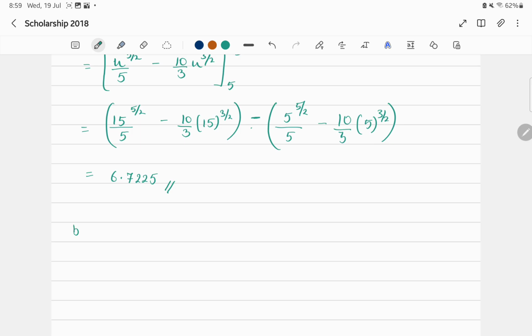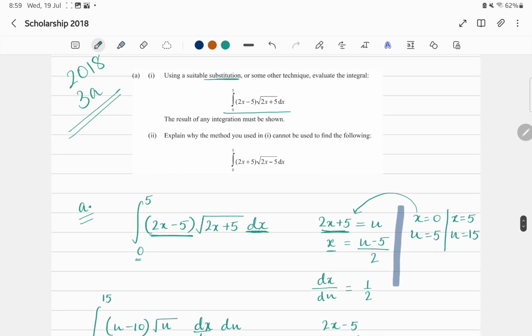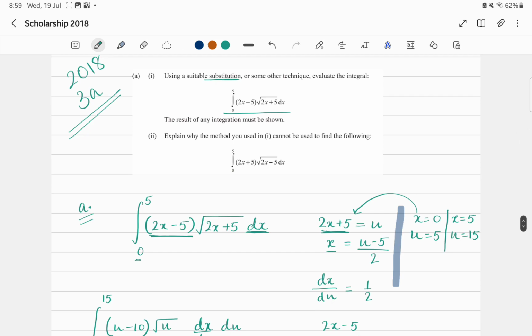Now if we do the B part of the question, let's go back and see what it says. It says explain why the method you used in the first one cannot be used to find the following. So here you solve that and see why it's not working. All right, so in this part now, let's copy that and solve it exactly the same way we did this one.